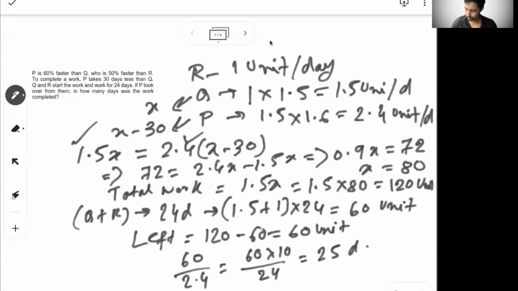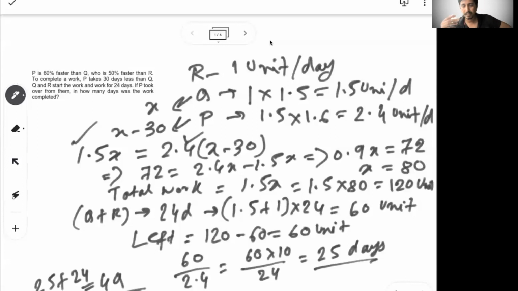So 25 days. In how many days does the work get completed? So P takes 25 days, but remember they asked how many days the work gets completed. So P will take 25 days. The total days should be 25 plus 24, which is 49. So after Q and R left after 24 days, P will take 25 days to finish, and the total is 49 days. It's clear.